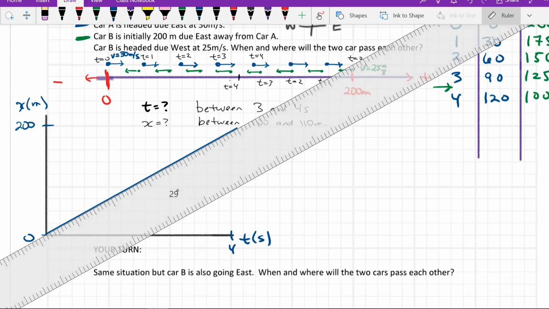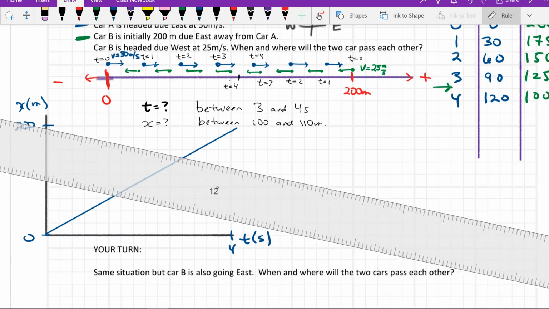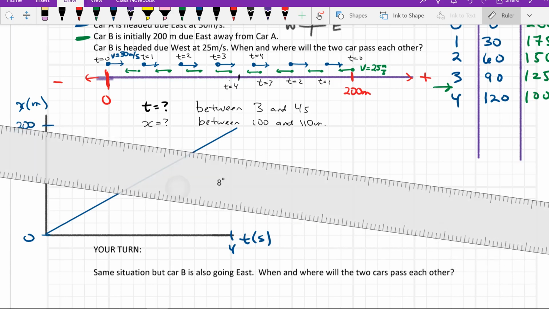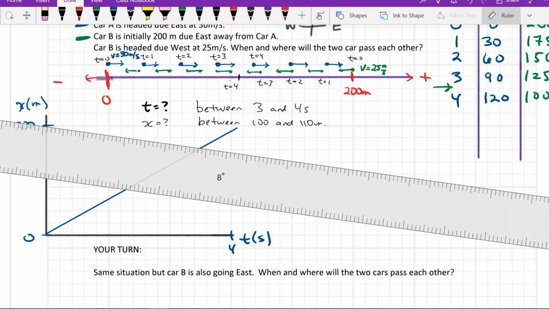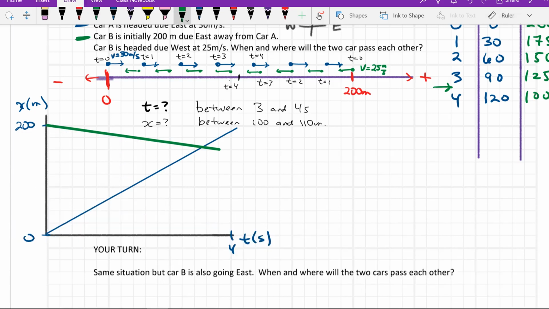And then car B is going a little slower. I'll try to make it even less steep, kind of something like that. Starts at 200, and it hits over there. Okay, and that's where it crosses. And again, I didn't get any better data right now, but I could do this.